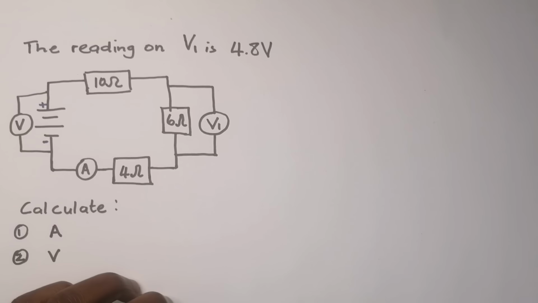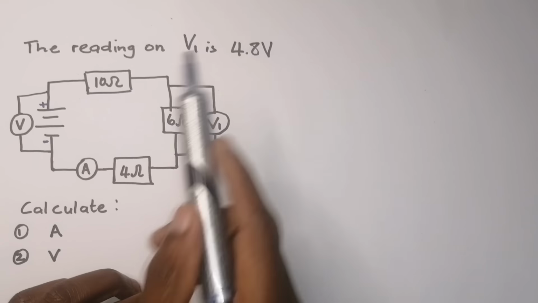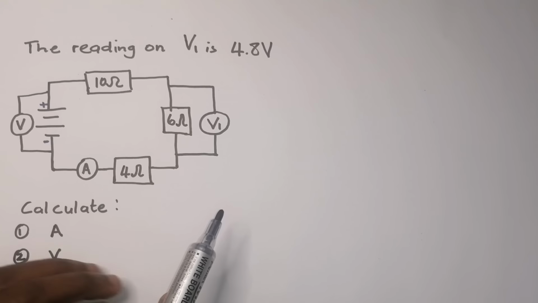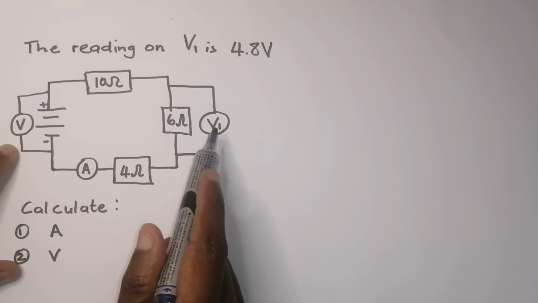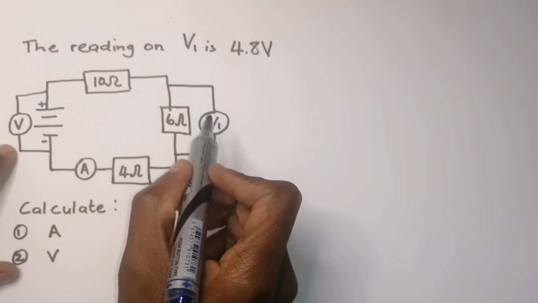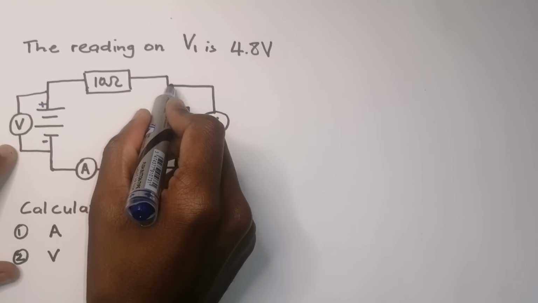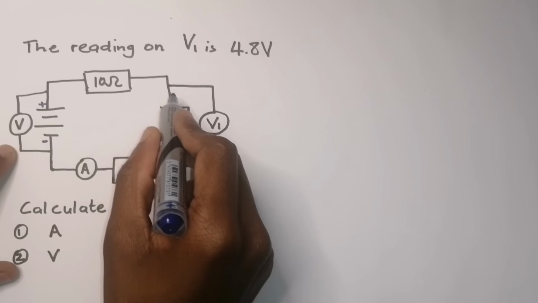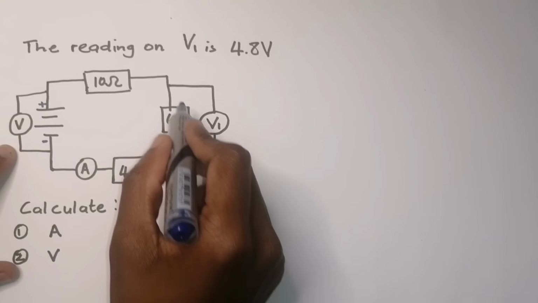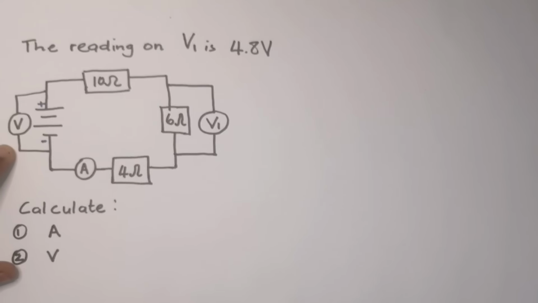Now, what are we given? We said we're always going to start with what we are given, right? So the reading on V1 is 4.8 volts. Now let's check. Where is our V1? Remember, that's V there, and V1 is the reading over there, okay, so that we don't make an error. So what is V1 measuring? Okay, it's measuring the potential difference, the voltage across only one resistor. And which resistor is that? It's the 6 ohm resistor.